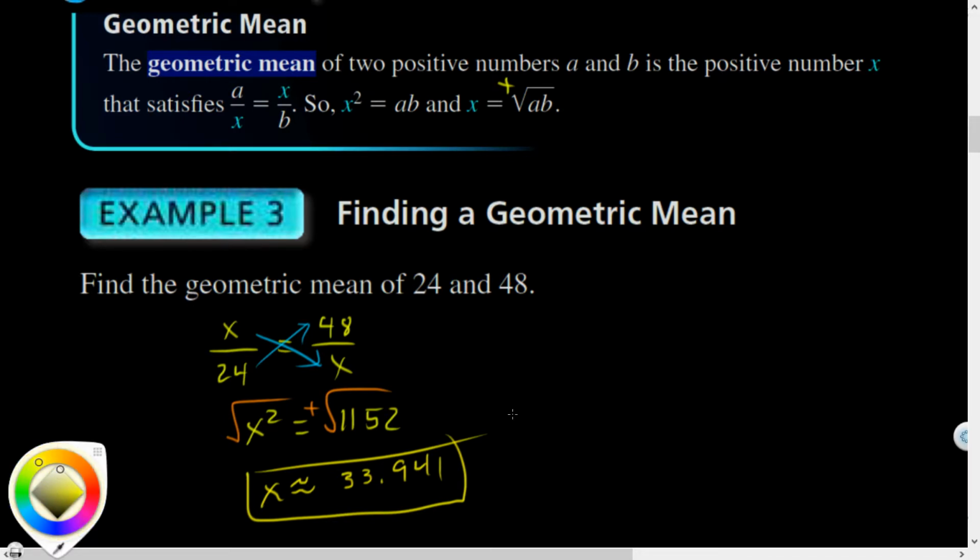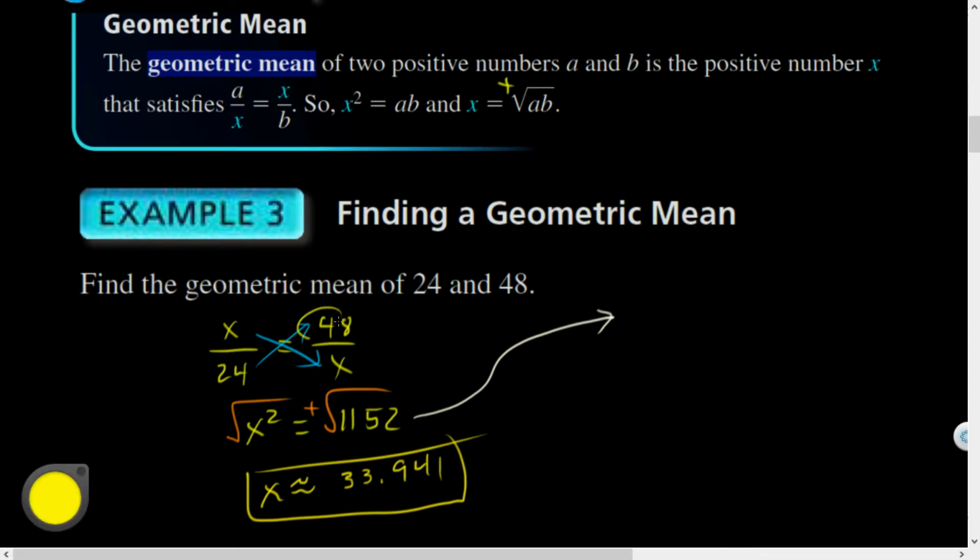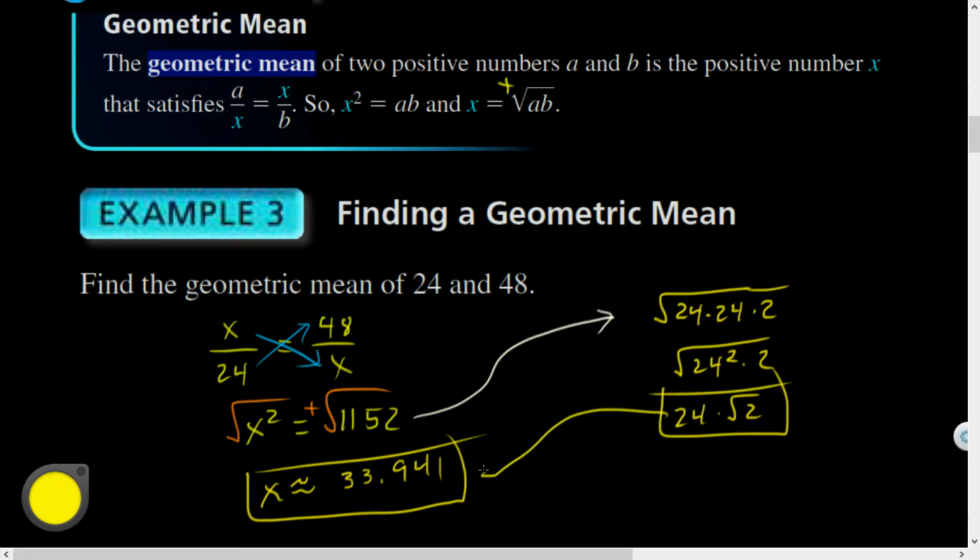They actually did this over here, which is interesting. Notice 24 and 48 both happen to have 24 go into them. So they thought of that as 24 times 24 times 2, or the square root of 24 squared times 2. And do you see where they're going here? What's the square root of 24 squared? 24 times rad 2. So that's the exact value, which can then be approximated that way. But the book also gave us the decimal approximation, which is fine.